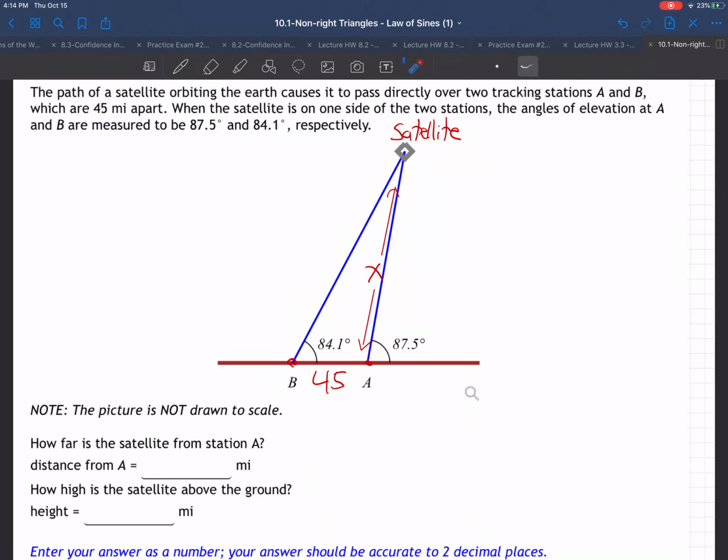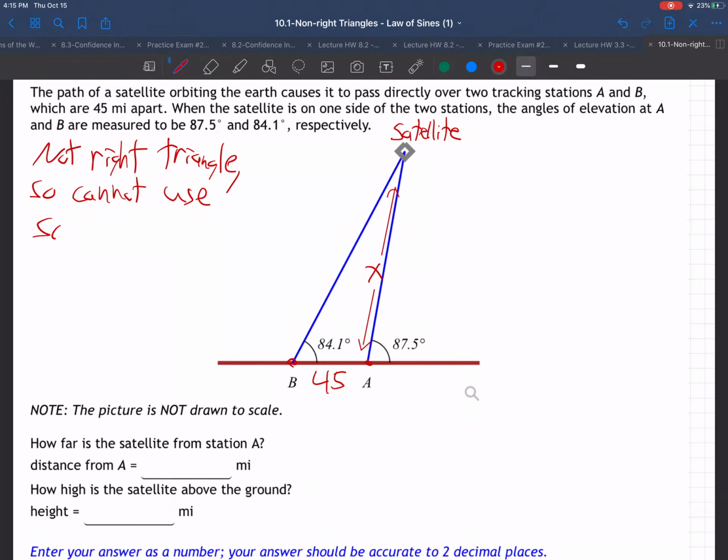So how are we going to do it? Well, this is not a right triangle. Let me write that up here. It's not a right triangle because I don't see any 90-degree angles right now, so we cannot use SOHCAHTOA. That's only for right triangles. In a minute, we're going to make a right triangle when we answer the second question about how high the satellite is above the ground, but for now, we don't have any right triangles. So what are we going to do? Well, we're thinking law of sines or cosines. So the first thing we should do is find the missing angles.